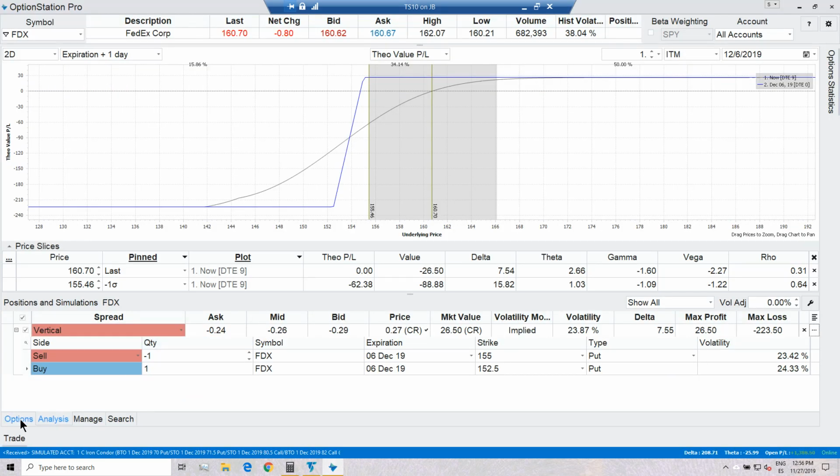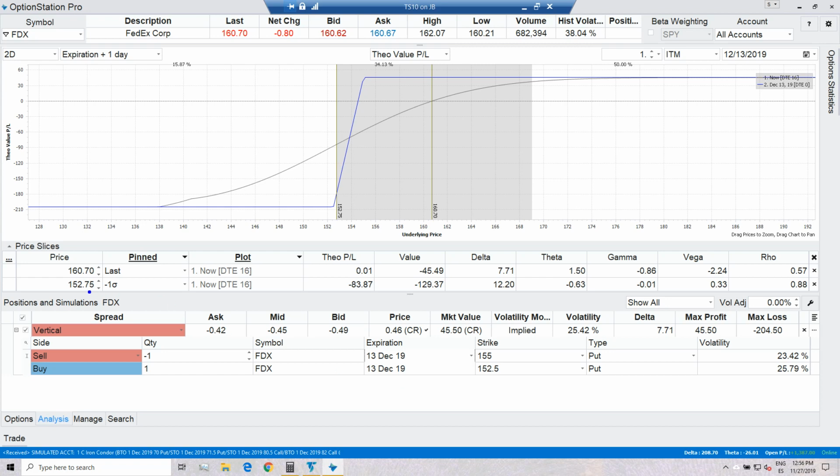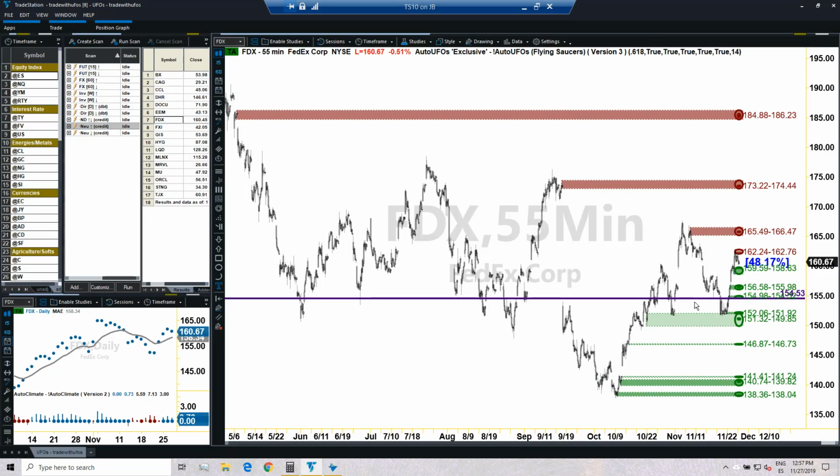So since December 6 doesn't work, the question is, what if we do December 13? Well, that probably brings enough premium, but at the same time, it will also widen and push down the line that we had earlier located at 155.5, which needs to now be located at 152.75. So let's take a look at where that is on the chart.